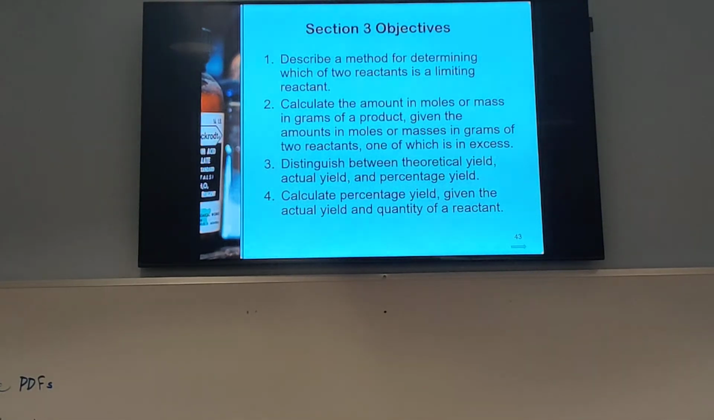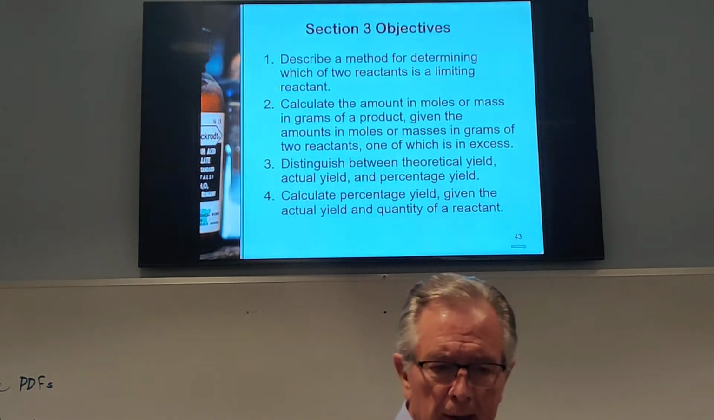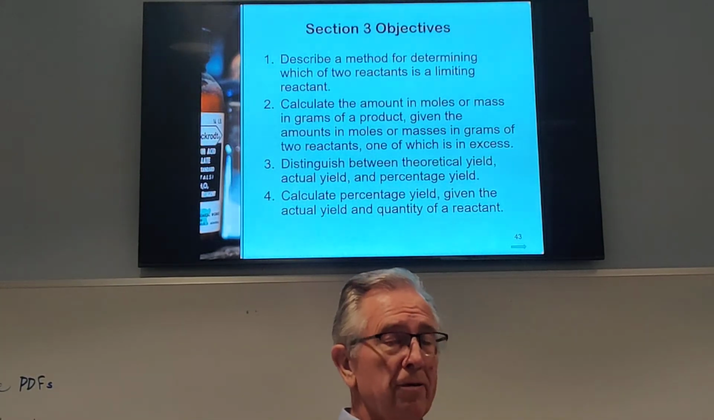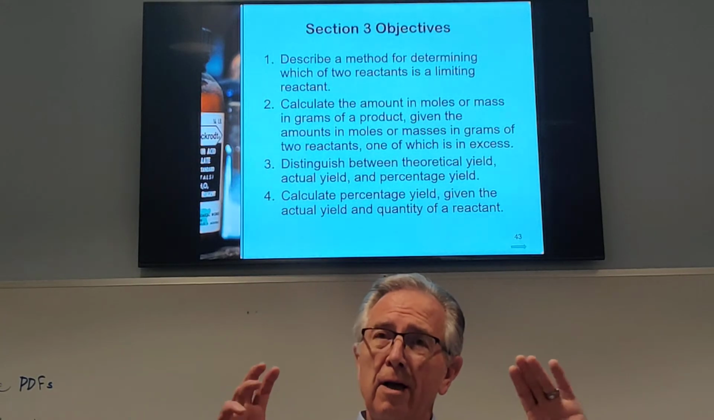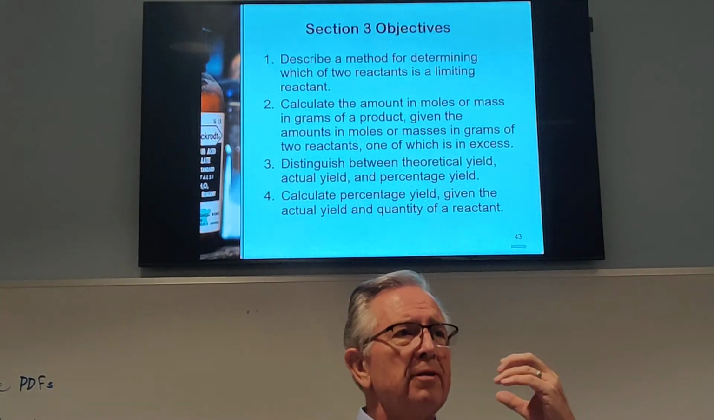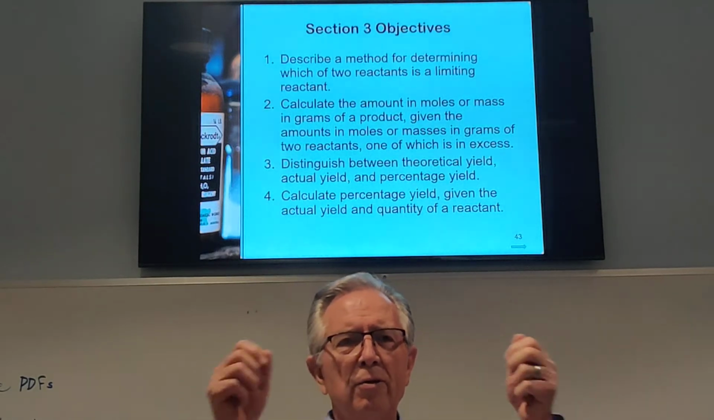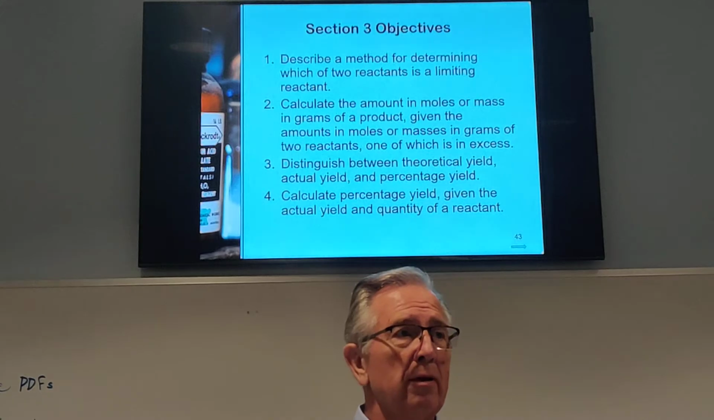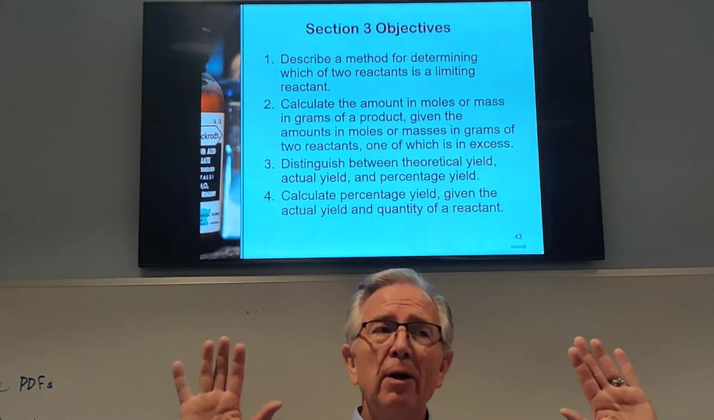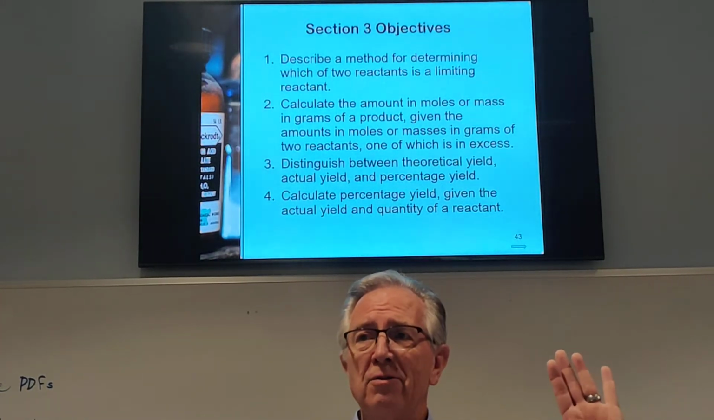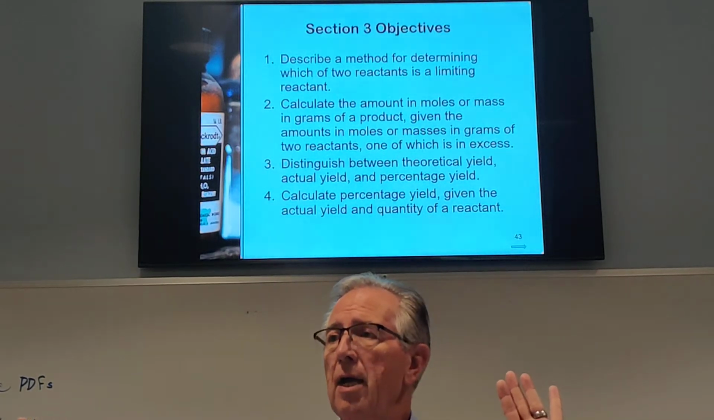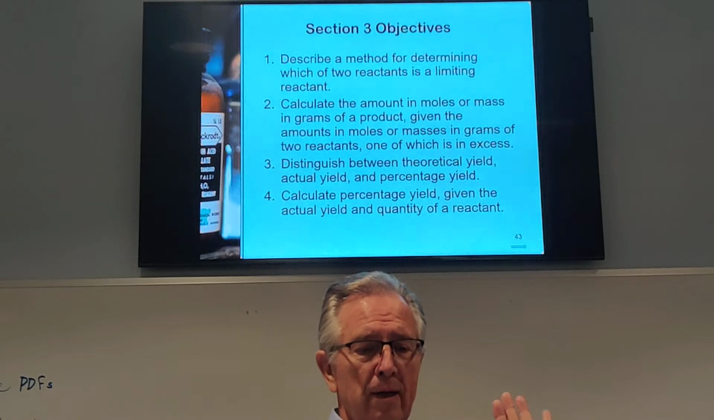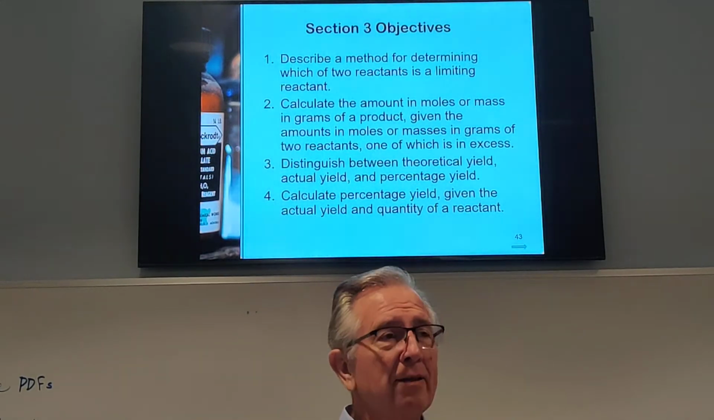Okay, so in this section, section 3, we're going to be talking about reactants. If we put two amounts together, how would we know which one of the amounts actually limits how much I get of my desired substance? So we're going to determine which reactant is limiting.